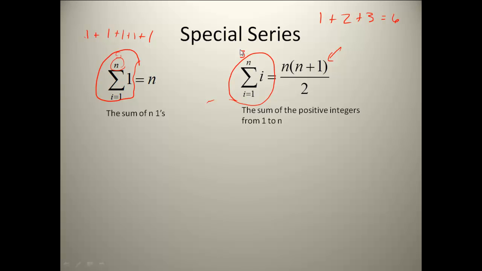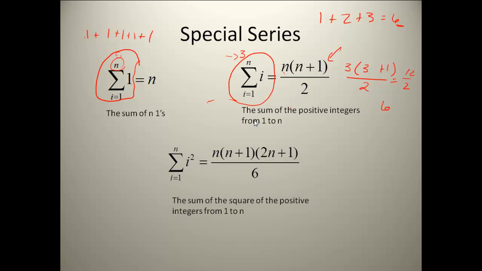But when it gets hard is, let's say you had to go up to 2,000 for some reason. Well, instead, we could use this formula, and we'll show you that it works using the 3. I know I should get an answer of 6, so if I plug 3 in here, 3 times 3 plus 1 divided by 2 is 12 over 2, which is indeed 6. So if I have to add up the sum of the positive integers from 1 to n, I can use this formula instead.